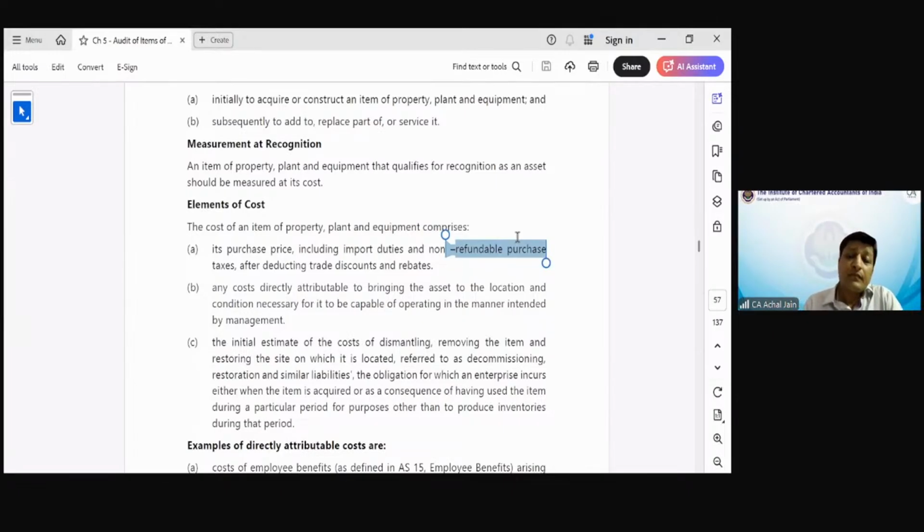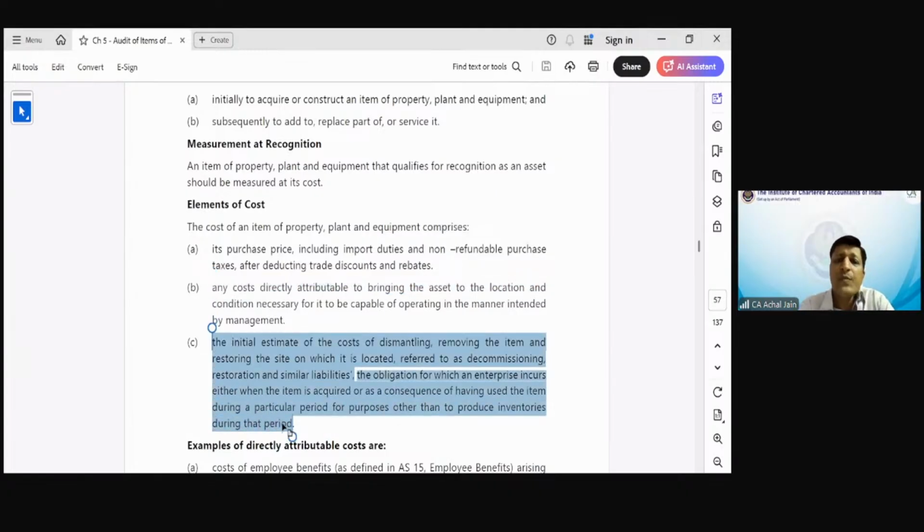Then directly attributable costs, which is going to be the second component. And third is the decommissioning liability, which is also very commonly called ARO. So these are the three cost components.